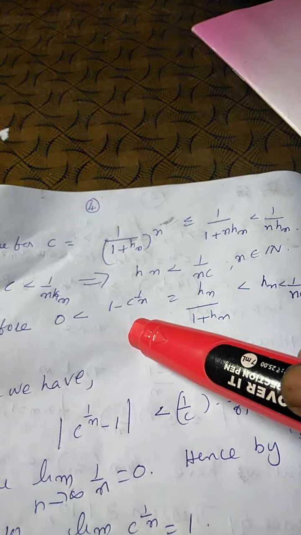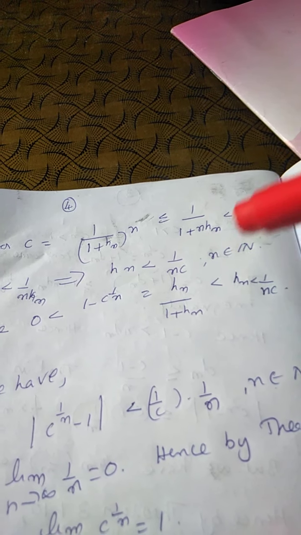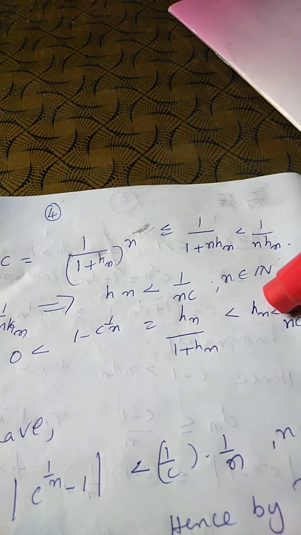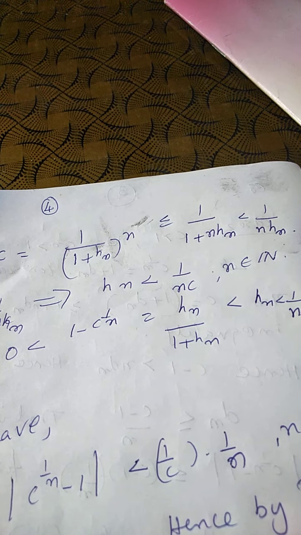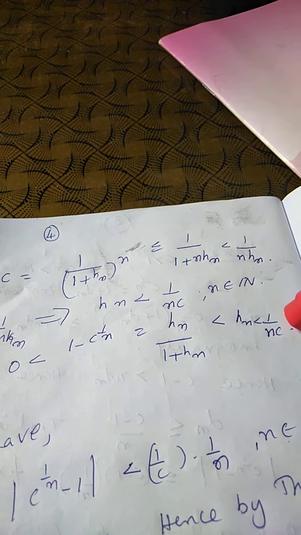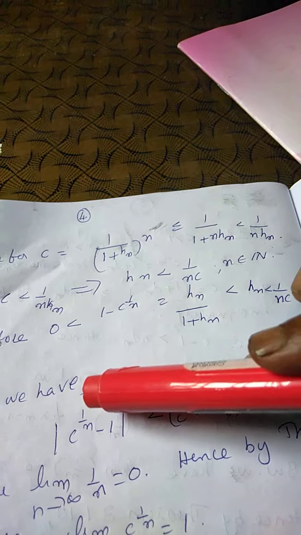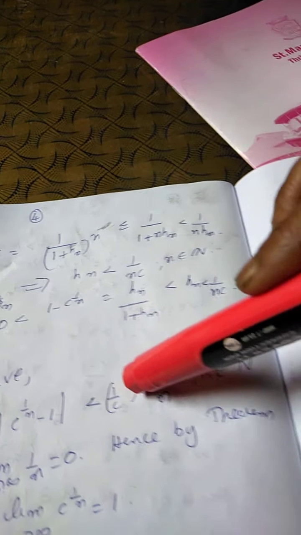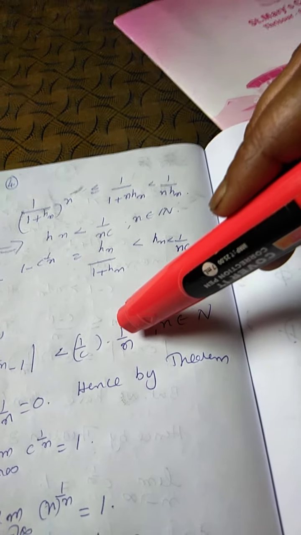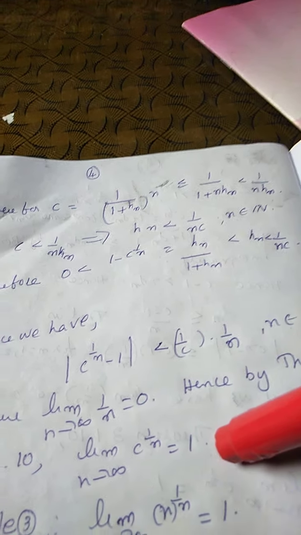So, we have 0 less than 1 minus c raised to 1 by n equal to hn by 1 plus hn, which is less than hn, which is less than 1 by nc. So, we have 1 by c raised to 1 by n minus 1 less than 1 by c into 1 by n. Since c is positive, 1 by c is positive, and 1 by n tends to 0, then by that theorem we have the limit as n tends to infinity of c raised to 1 by n equal to 1.